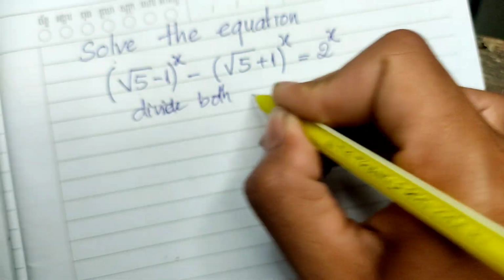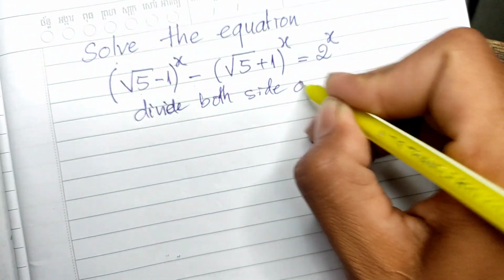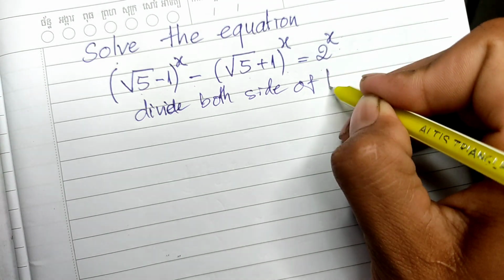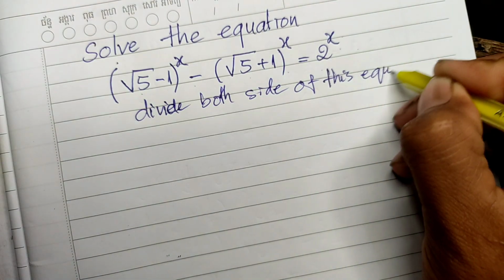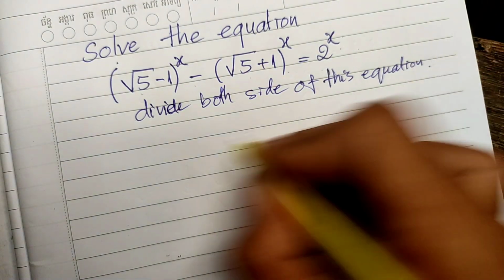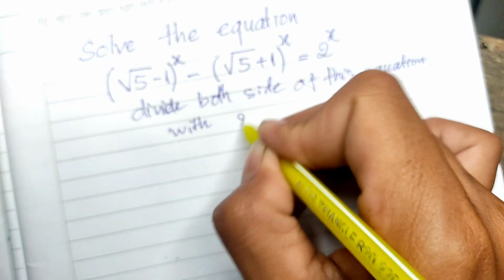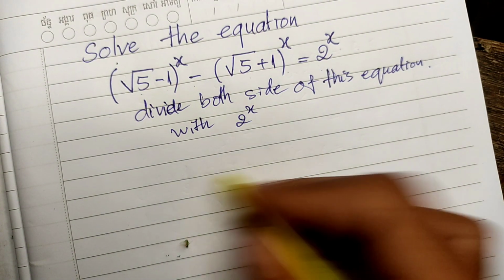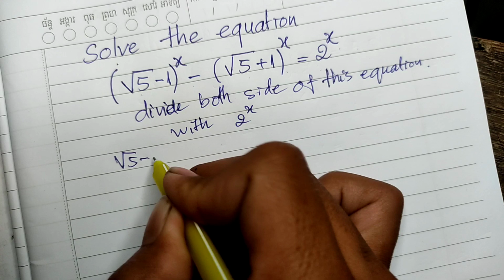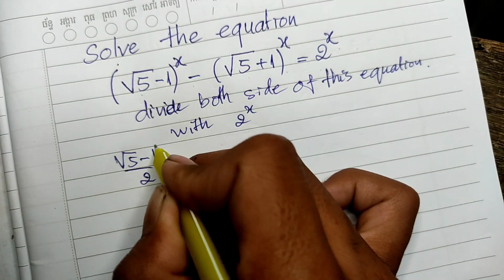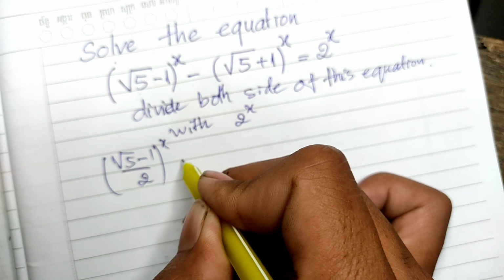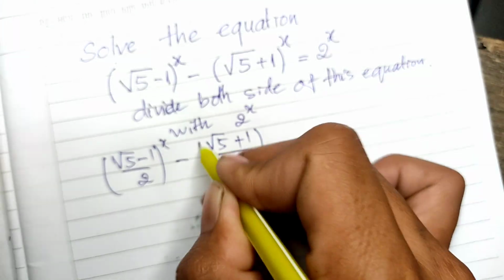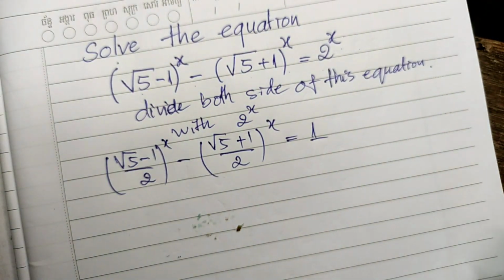Both sides of this equation by 2^8. So we get the equation, we can write ((√5 − 1)/2)^8 − ((√5 + 1)/2)^8 = 1.